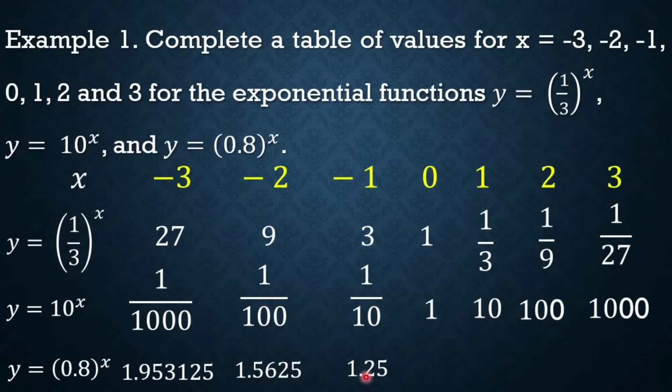0.8 raised to 0, the answer is 1. And 0.8 raised to 1, that is 0.8. 0.8 raised to 2, that is 0.64. 0.8 raised to 3, that is 0.512. So you can check this using your calculator. Later, may gagamit tayo ng calculator to evaluate and to check our answer.